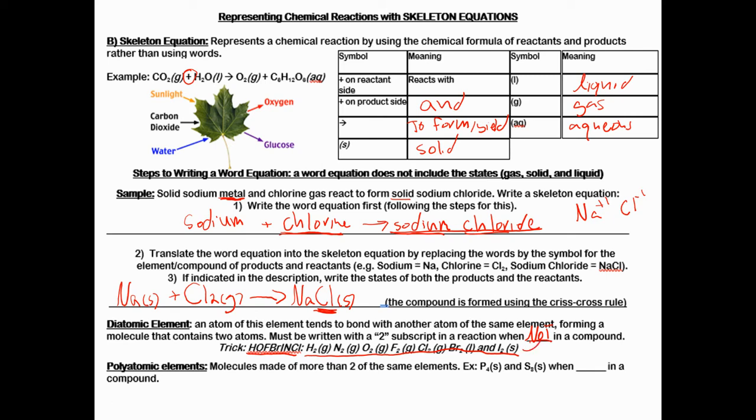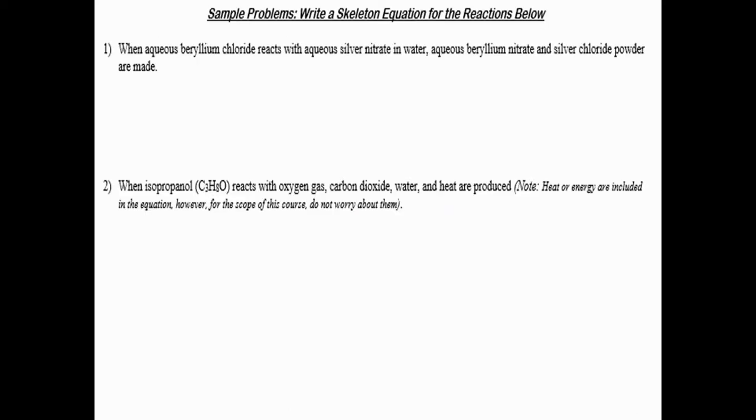Don't forget there's also polyatomic. Phosphorus would be P4 solid. Sulfur would be S8 solid when not in a compound. So we just converted a word equation to a skeleton equation. Let's do a few more examples.